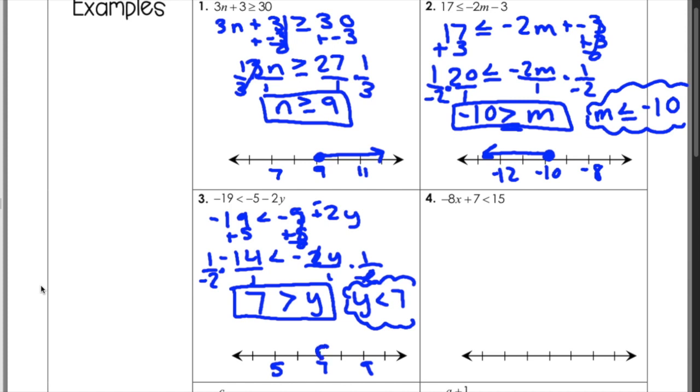So it's going to be an open circle, and that's all of the numbers to the left. All right, let's jump down to number 5.